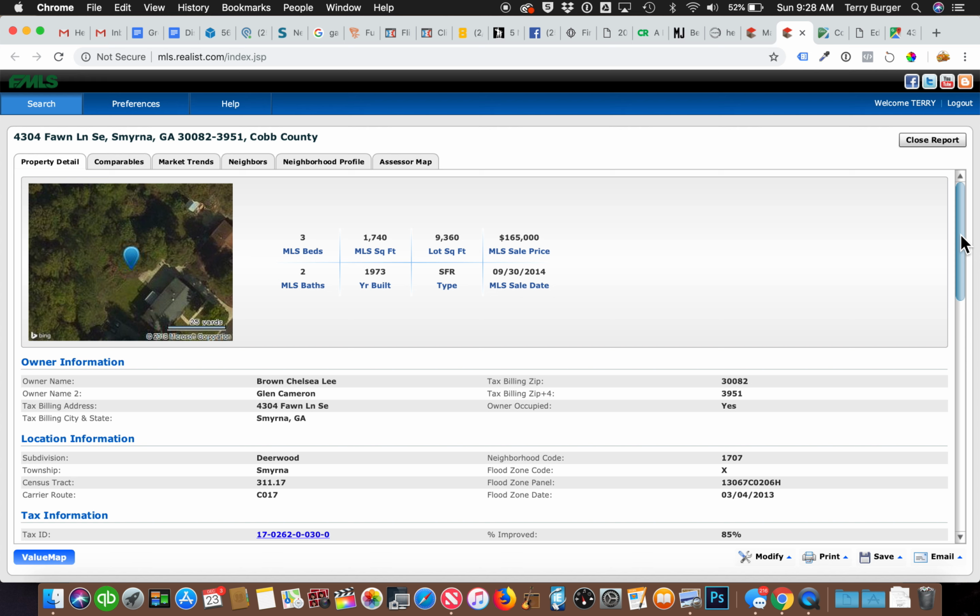So first things first, we have to identify the micro market. The city of Smyrna, I already know based on my knowledge of the market, is a good area. It's an area where millennials are buying. It's in Cobb County, the taxes are lower, and it's close to Atlanta.